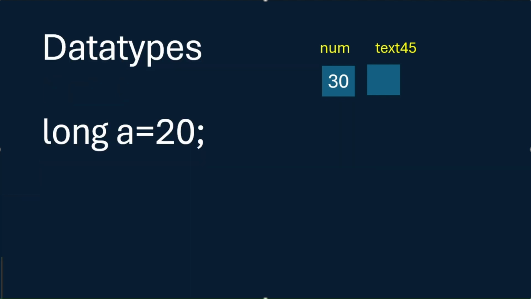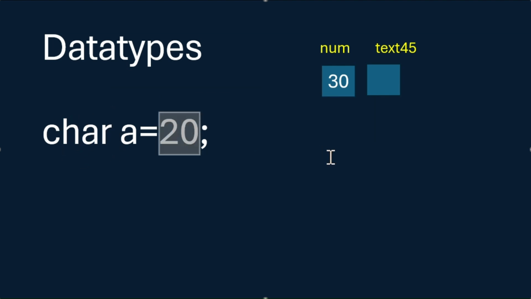There are also other data types called char. Char is not for numbers, but it is for characters. It stores a single character, that is, you have to write it in single quotes. Char a equal to, it will store a single alphabet, and you have to write it in single quotes.